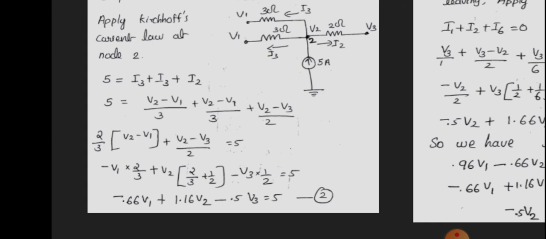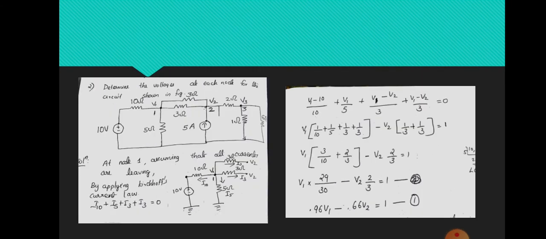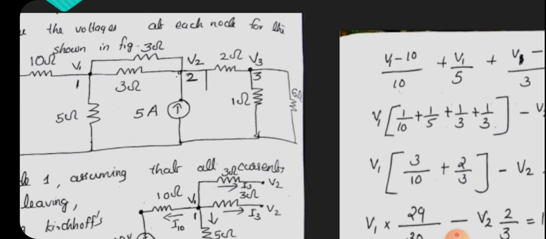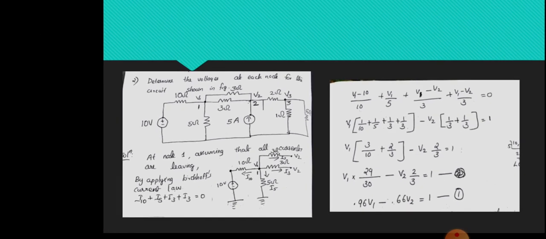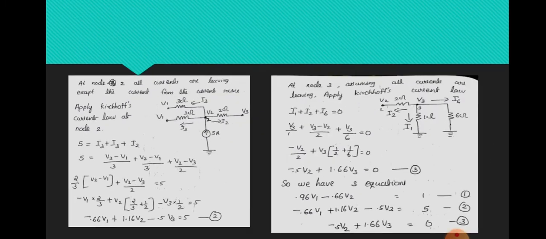And we know that from the circuit diagram, there is another node, V3. At node 3, a 2 ohm resistor is connected, a 1 ohm resistor is connected, and a 6 ohm resistor is connected. The 2 ohm resistor is connected between the third node and the second node, so we should mark the V2 voltage also. So we can redraw the third node like this.